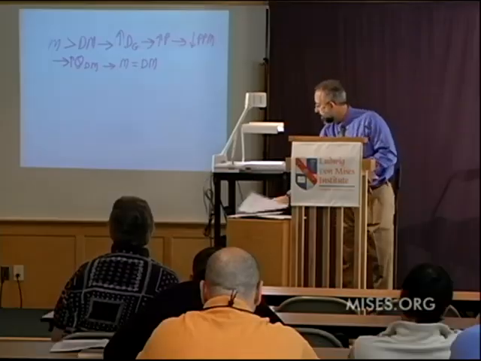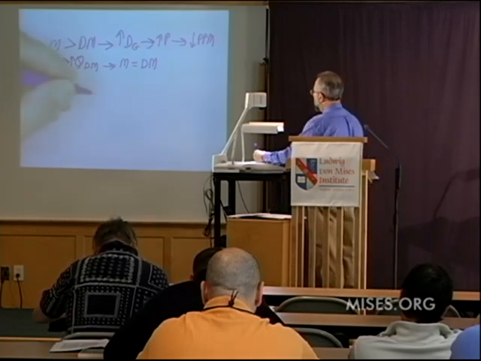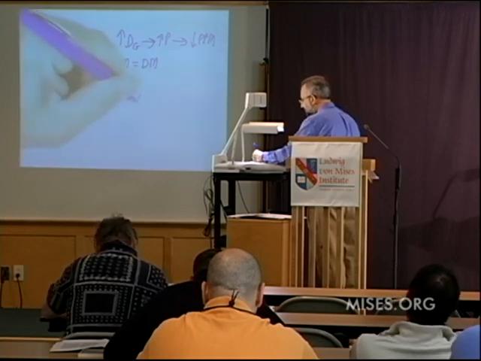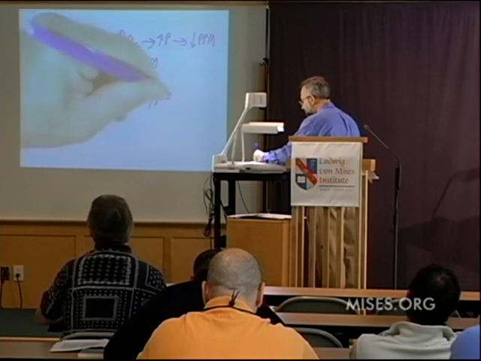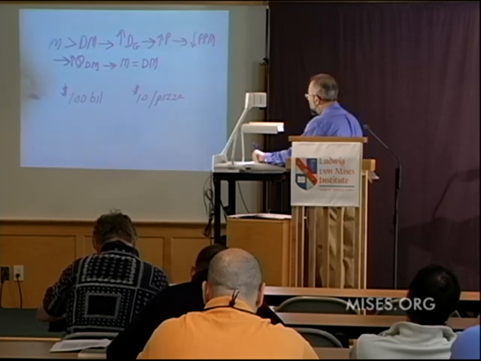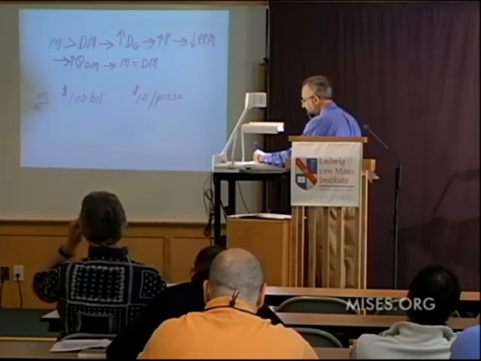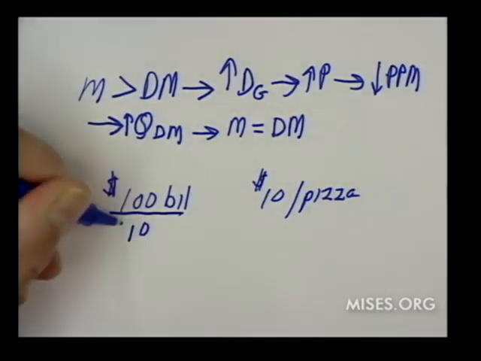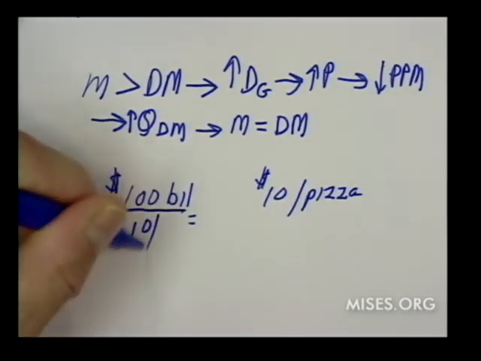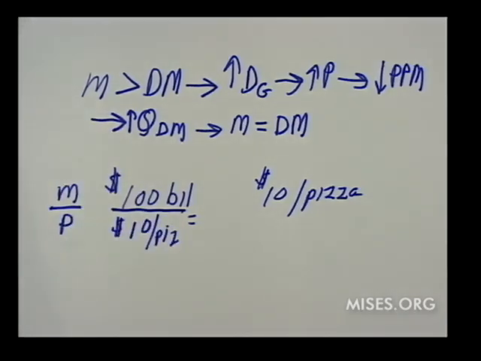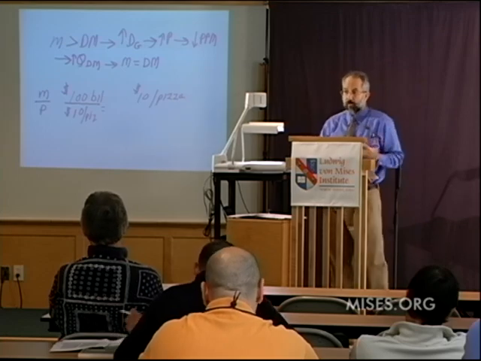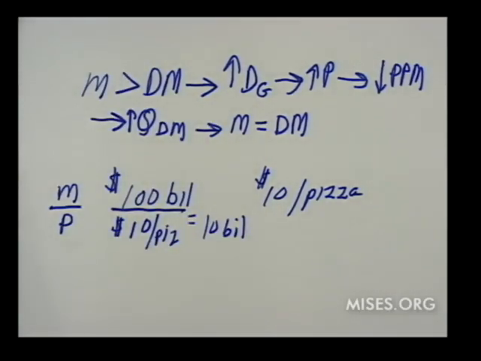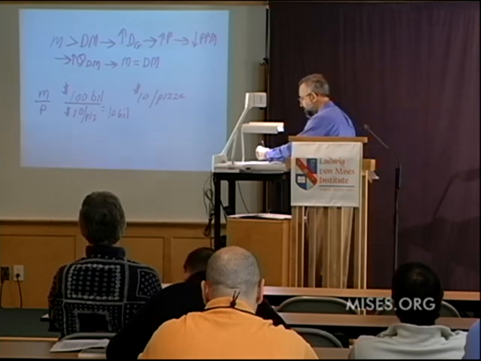To give you a simple example, if pizza is the representative good in the economy, when we have $100 billion, let's say that pizza is $10 a piece. The real money supply is defined as the money supply divided by the price level in the economy. So if we use pizza, we divide by $10 per pizza. What we get is a real money supply equal to the amount of pizzas that the $100 billion can buy, and that's simply 10 billion pizzas. So the real money supply is always stated in terms of goods: how many goods can the money supply buy? It can buy 10 billion pizzas.